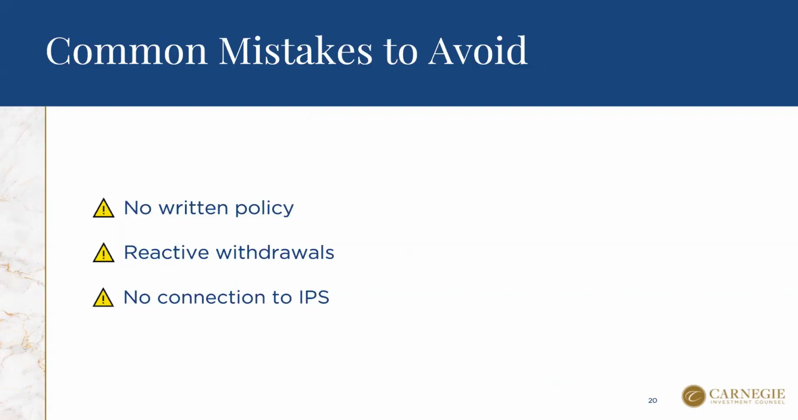And then finally, no connection to your IPS. Your investment policy statement is really the cornerstone of how this account is going to be managed, what the asset allocation is. But your spending policy explains how you actually use those assets. So you need those two parts to be aligned. Otherwise, you might find that your IPS and your asset allocation isn't fit for purpose and you can run into real trouble.